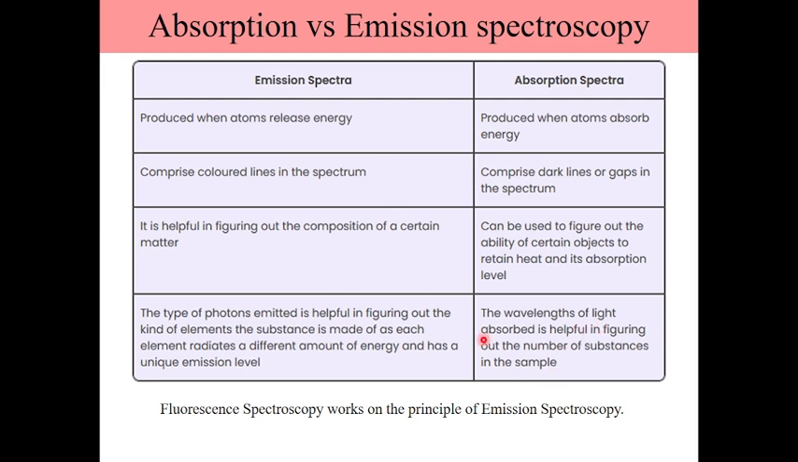Similarly, the wavelengths of light absorbed is helpful in figuring out the number of substances in the sample. So again, this can also tell you about the different characteristics of the sample, right? So both of these actually tell you about the characteristics of the sample. So fluorescence spectroscopy actually works on the principle of emission spectroscopy.